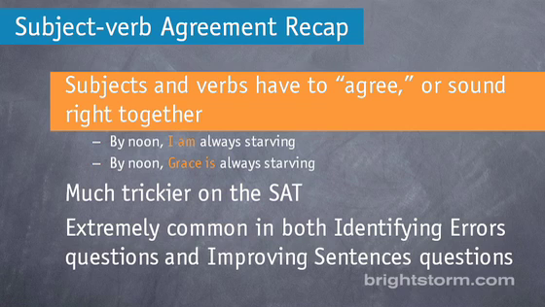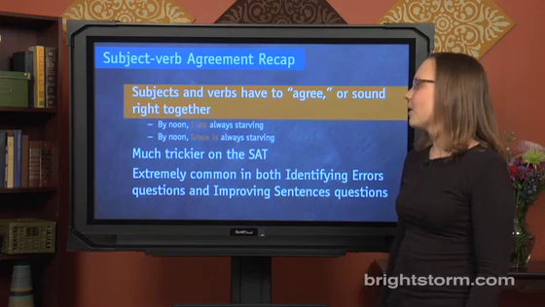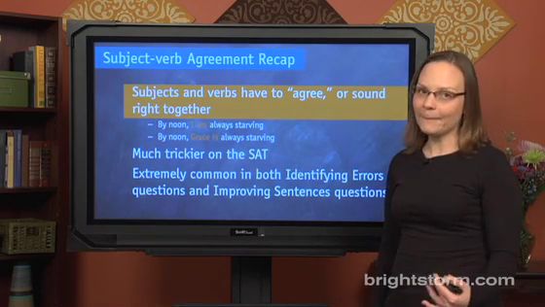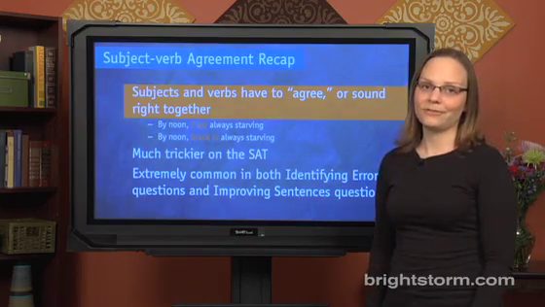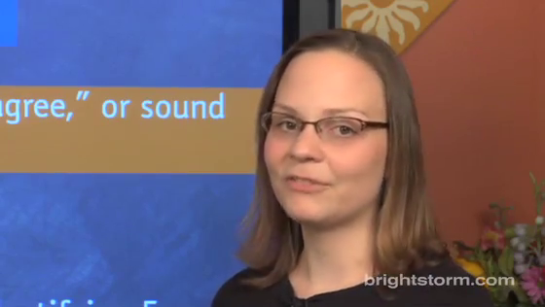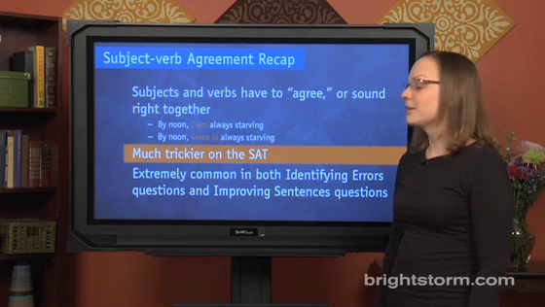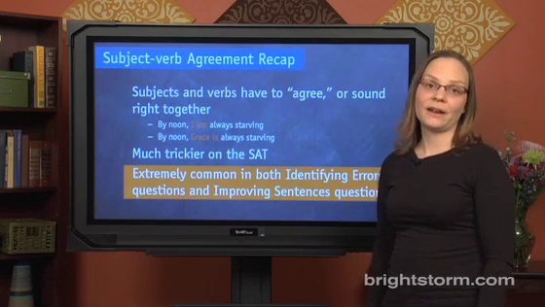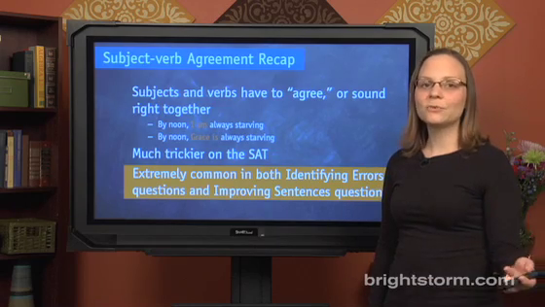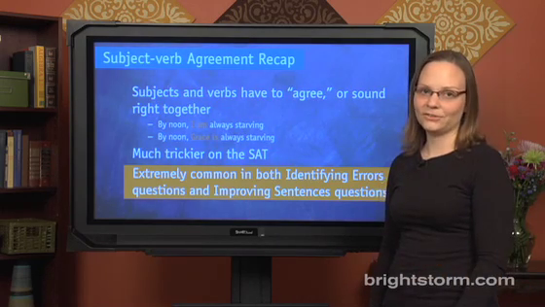First up, subjects and verbs have to agree, which means they have to sound right together. And that explains why you say, by noon I am always starving, but you say, by noon Grace is always starving. The verb and the noun have to sound right together. Of course, it's much trickier on the SAT, and subject-verb agreement is tested throughout the writing section on identifying errors questions and improving sentences questions.